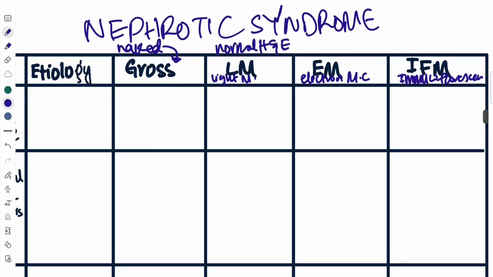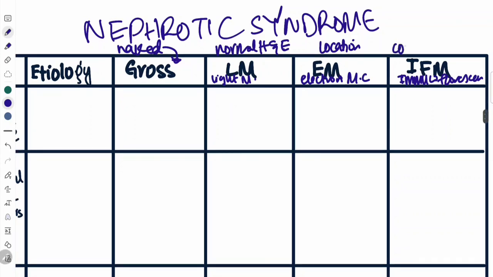For electron microscope, what we want to see is the location, the location of the deposits. In different nephrotic syndromes, different nephropathies and different types of glomerulonephritis, there are different deposits being formed. To know where they are exactly located will be by electron microscopy. For immunofluorescence, we are looking at the composition, so we will know the composition of the deposit. So these are all things about the deposit.